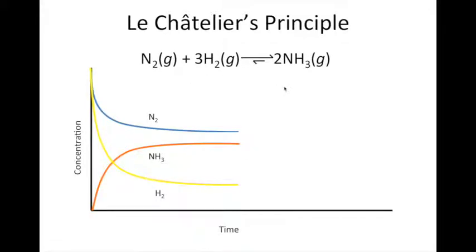So let's show that graphically here. What did we do? We increased the concentration of our nitrogen. So we had a spike in the concentration of our nitrogen. Our ammonia and our hydrogen, we haven't changed those concentrations.